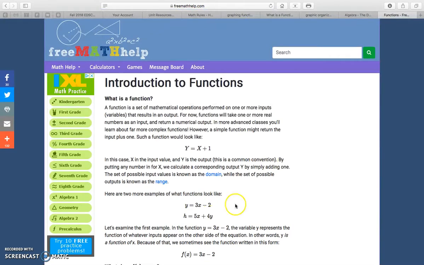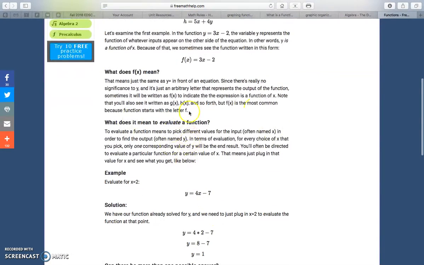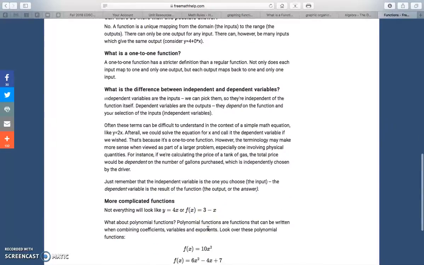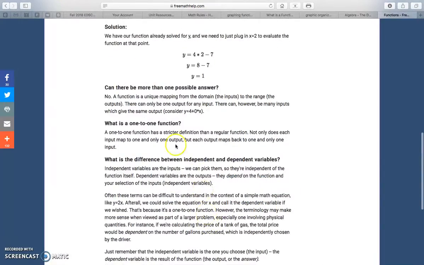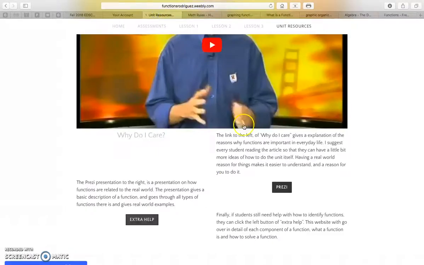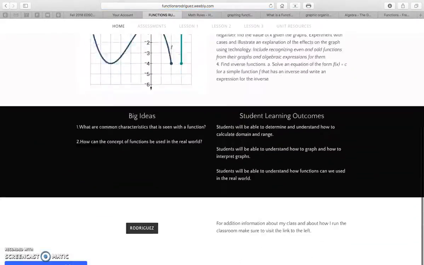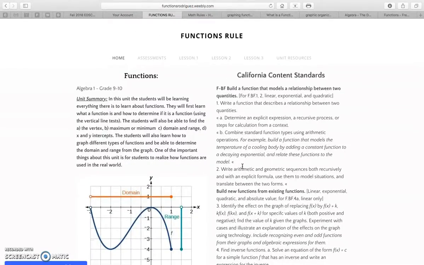And I believe it's like a free little tutor, if they don't understand what f of x means or evaluate, it gives examples of it, what a one-to-one function is. And so this is the website that I feel will be most useful for the students when they're going through this unit themselves.